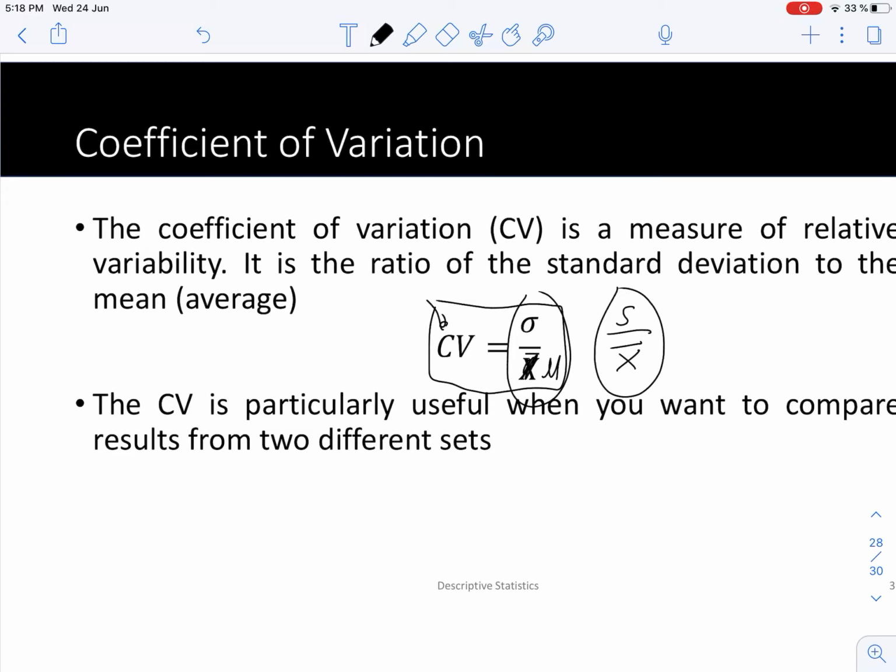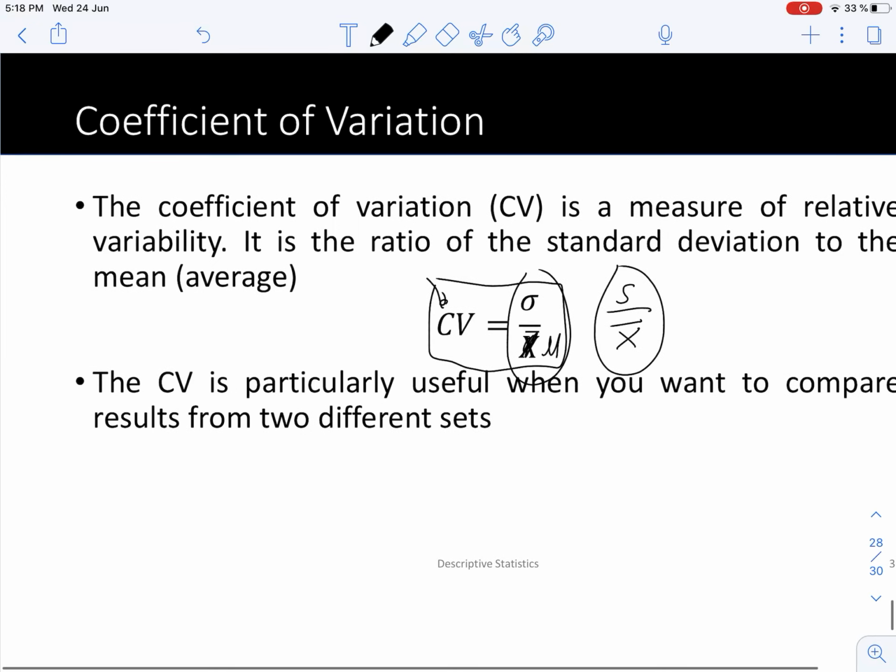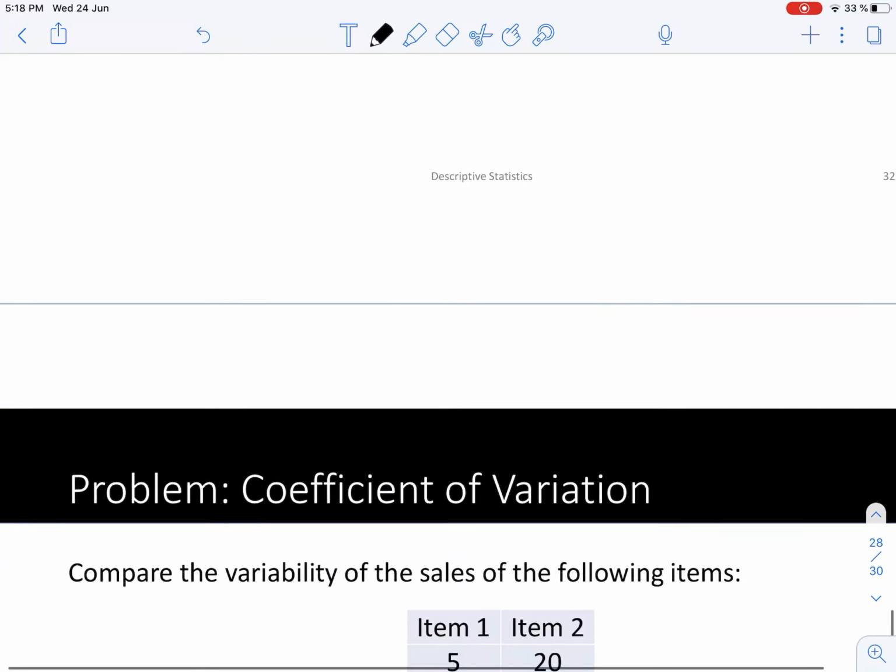Why is the CV nice? Again, as I said, it doesn't have units because they cancel out. The units of S are the same units of x bar, or the units of sigma are the same units of mu. So when you divide one over the other, then you will cancel the units. So that's nice because then you will be able to compare the dispersion of two different data sets.